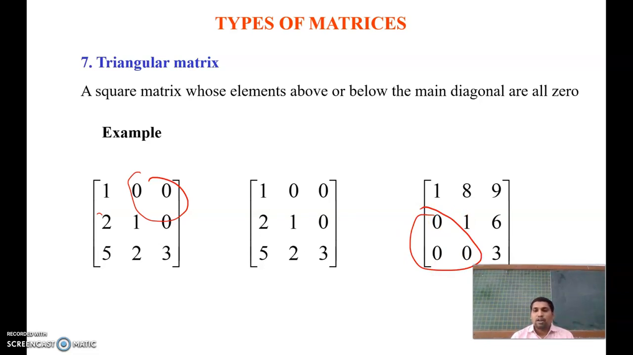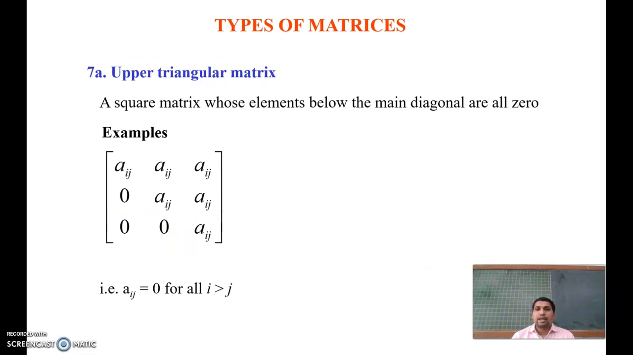First of all, a triangular matrix should be a square matrix, means the number of rows and number of columns in the matrix should be the same. Then the elements above the diagonal or below the diagonal are 0. That is called a triangular matrix. The triangular matrix is divided into two parts, the lower triangular matrix and the upper triangular matrix. Okay, now we will see that in detail.